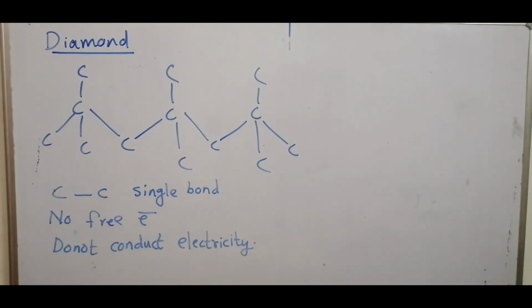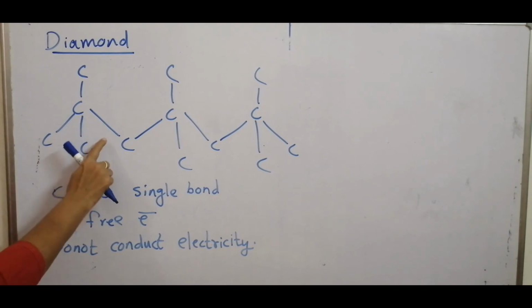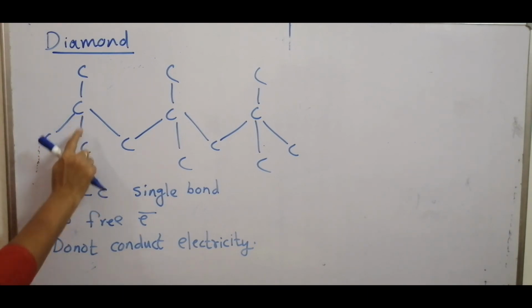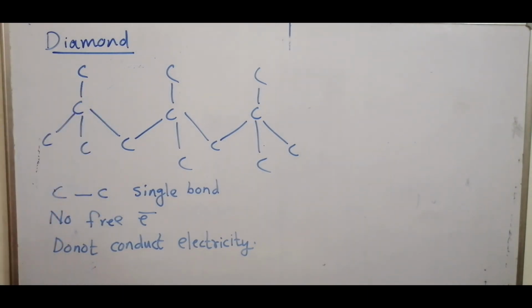In diamond, each carbon atom is bonded to 4 other carbon atoms tetrahedrally, and there are carbon-carbon single bonds and no carbon-carbon double bonds. As there are only carbon-carbon single bonds, there are no free electrons, so diamond does not conduct electricity and it acts as an insulator.